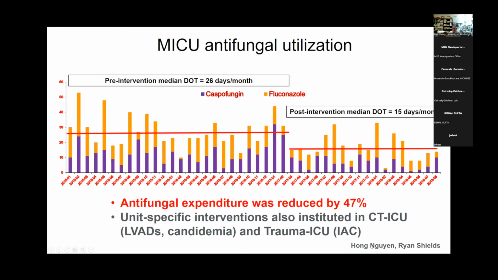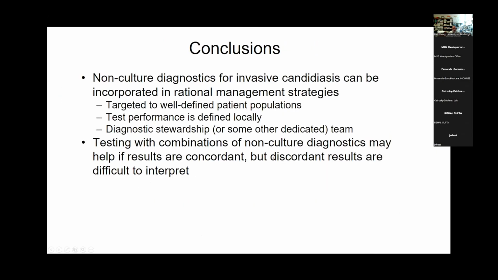And Hong and her team have put together unit-specific interventions in the cardiothoracic ICU with LVAD patients and in the trauma ICU, which is where we see our abdominal cases. So in conclusion, non-culture diagnostics, I think, for Candida can be incorporated into rational patient management strategies. The key, though, is targeting them to well-defined patient populations and knowing your test performance locally. The other key aspect is you need a team devoted to this, a diagnostic stewardship team. You can't leave it, I think, to clinicians' own devices without some guidance.